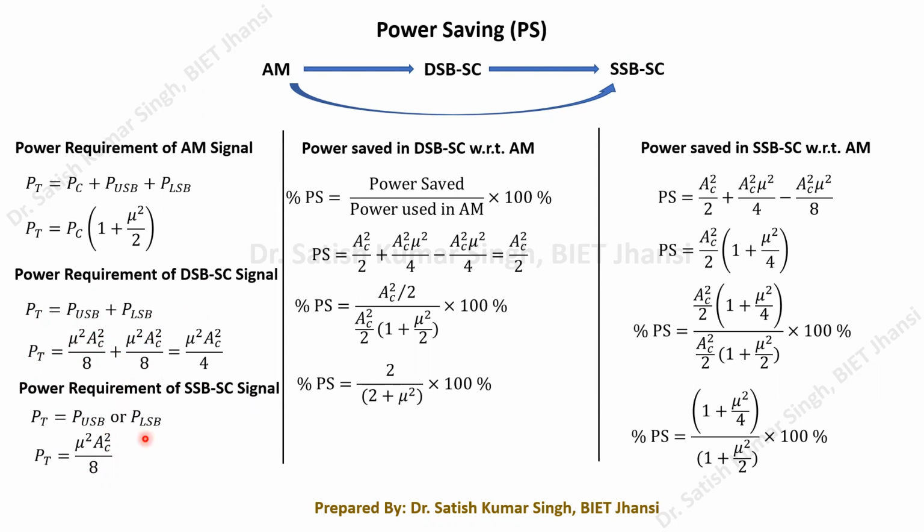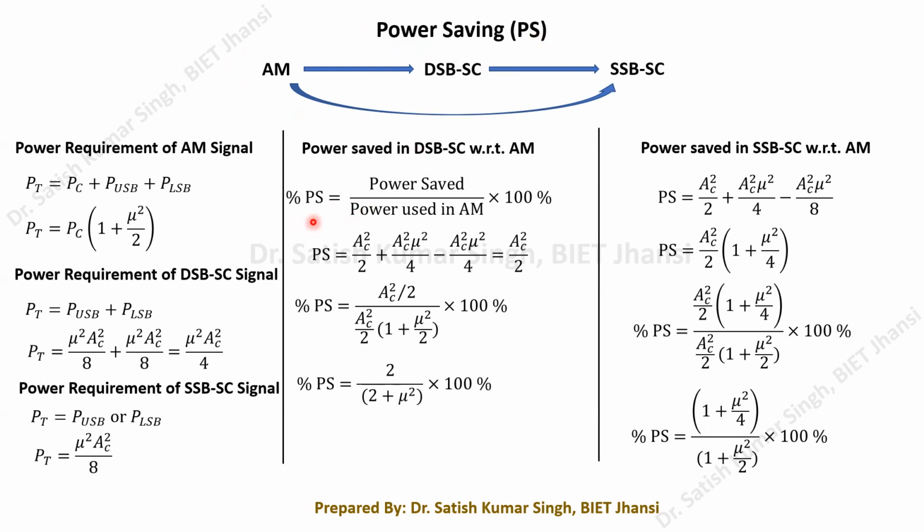So these are the different power requirements of our different modulation schemes. Now, if we want to calculate what percentage of power is saved in DSBSC with respect to AM, it means that when we move from AM to the DSBSC scheme, how much power would be saved. First of all, we need to calculate the percentage of power saving. PS I am just denoting as power saving.